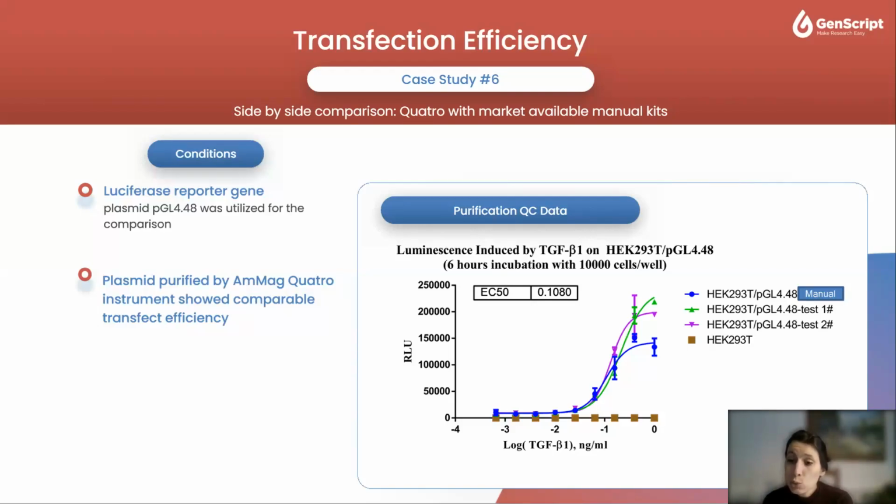We did 2 sets of plasmids using the AmMagQuattro, which is the plot in green, as well as the plot in purple. And the last one was basically a negative control, which was just the HEK 293 cells. So what you're seeing here is that the AmMagQuattro plasmids, the plot in green as well as the plot in purple, actually outperformed the manual prepared plasmid.